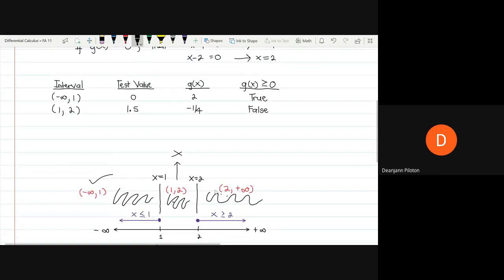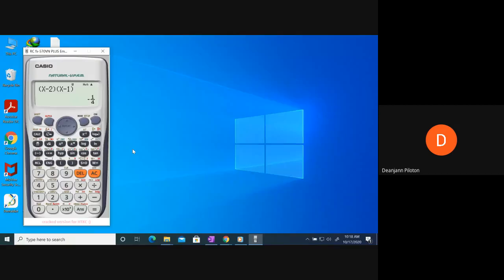Then lastly is i-try nato ning interval sa pinaka-right. So that is 2 unto positive infinity. So pwede nato i-try na test value is 3. So substitute na tong 3. Press na ang calc. Then input 3. So the answer is positive 2.